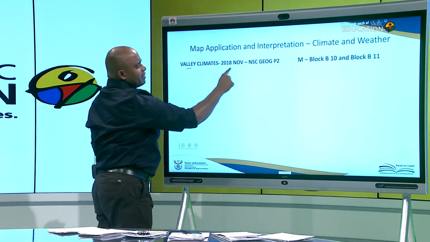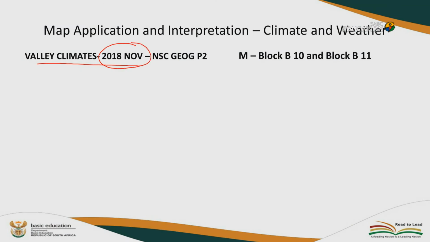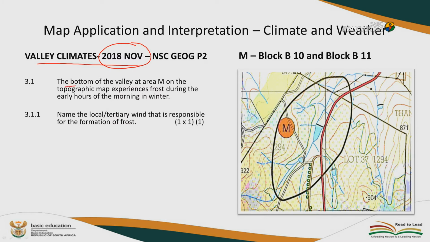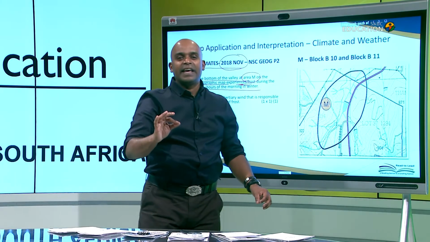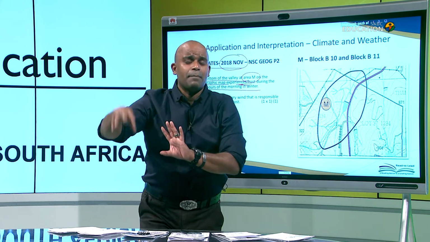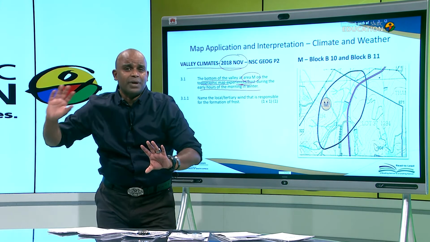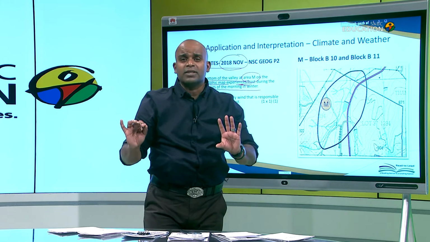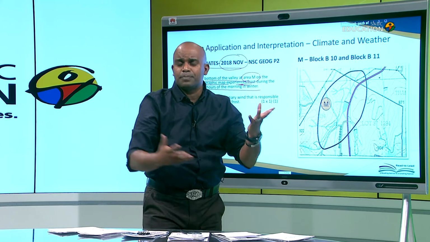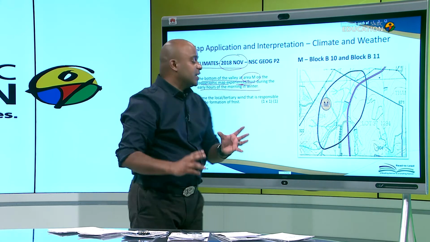The next one, again, valley climates in 2018 November. And in this particular one, you have the following. The bottom of the valley at area M on the topographical map experiences frost during the early hours of the morning. So yet we're noting again, how are the examinations taking place? We're looking at valley climates, but we're focusing on the types of precipitation and their impact on human activities and how these affect growing of crops, agricultural practices, and so on.